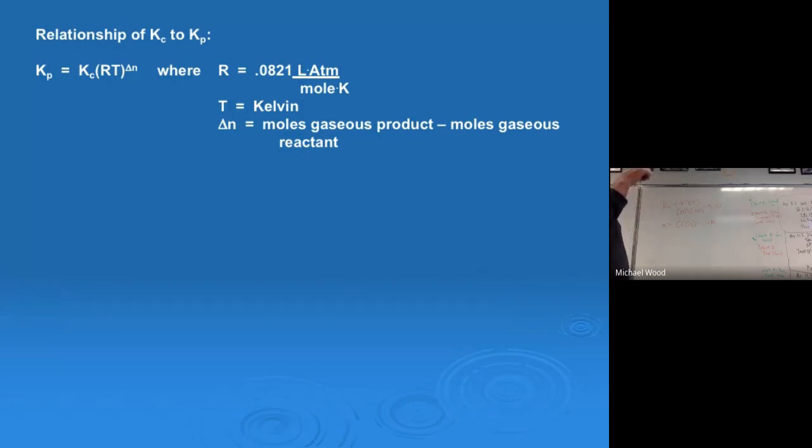But KP is equal to Kc, and notice how this works. Parentheses RT. And the value for R is 0.0821. Remember, R had a couple different values. And the temperature has to be in Kelvin, raised to the delta N. And to me, when I did this, and I went over this morning myself, it's the moles of the gas. All that matters here is the gas. So you take the moles of the gaseous product minus the moles of the gaseous reactant. So it's the gas product minus the gas reactant.